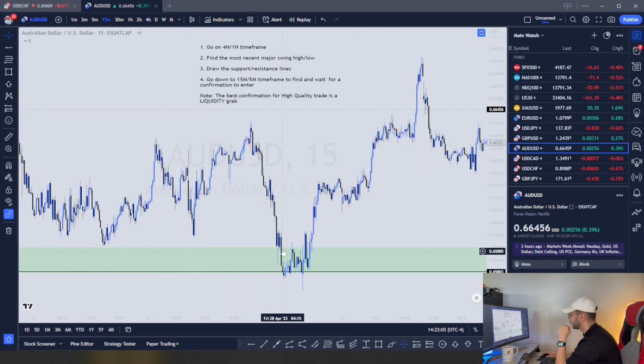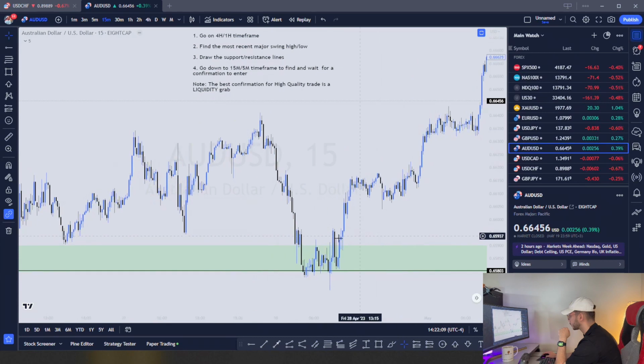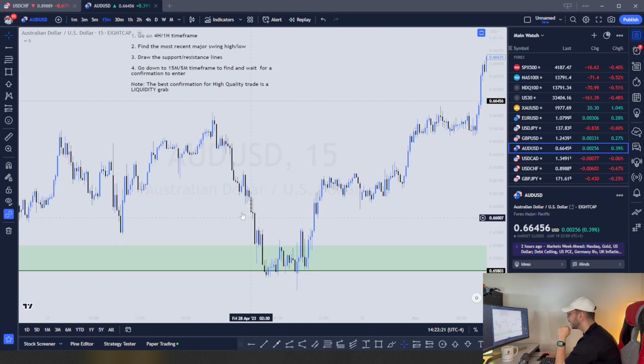All right, so now we have this big move down. Here we go. So where's our liquidity grab? So we came to the demand zone and the support. So this support line gets touched here. One thing to keep in mind, look at this candle on the 15-minute. This looks like a liquidity grab, but did we have any break of structure?